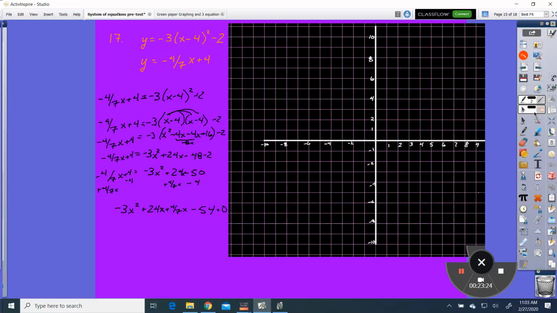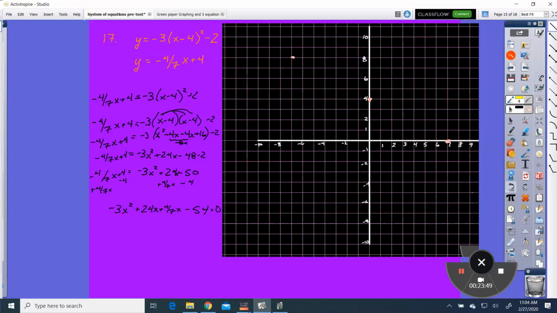So anyways, I decided just to graph it because I thought that might be easier. So I'm going to start at plus 4. I'm going to go down 4/7. So if I did the same thing, 4, 1, 2, 3, 4, 5, 6, 7. So that's still down 4/7. Connect my dots. So there's that one.